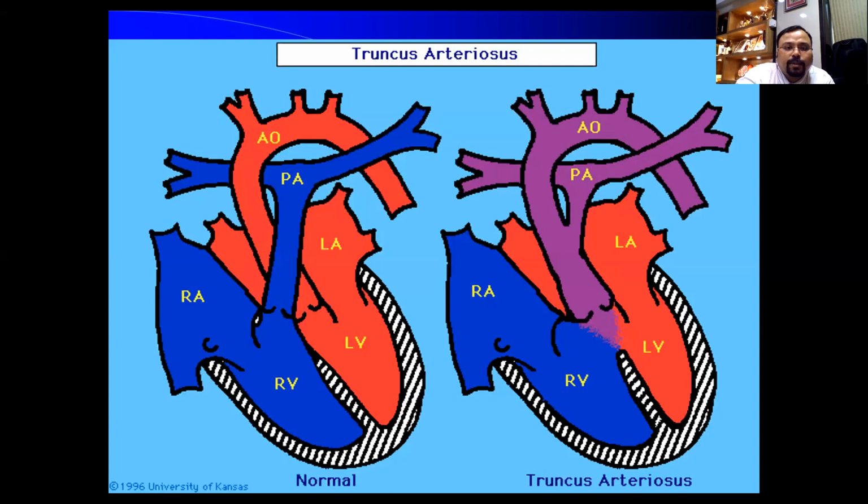This is truncus arteriosus. This is a normal heart on the left side. On the right side, you can see this is a large VSD, a subtruncal VSD. This is the common trunk, from which you can see the main pulmonary artery arising and bifurcating into right and left pulmonary arteries. And this main trunk is continuing as the aorta.